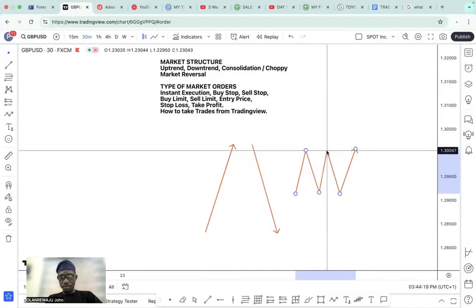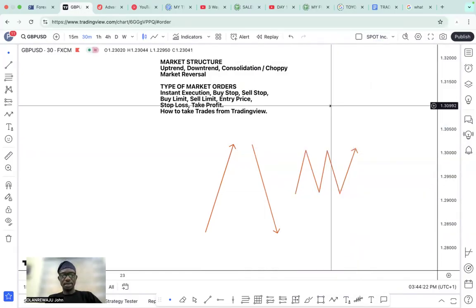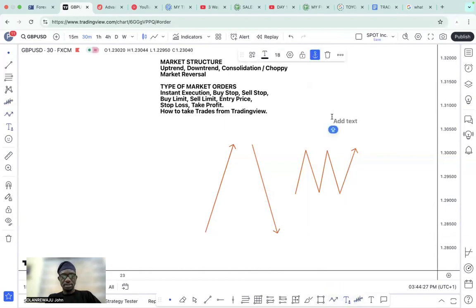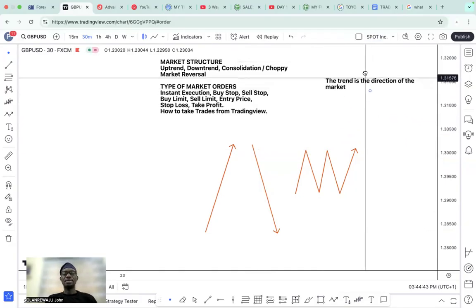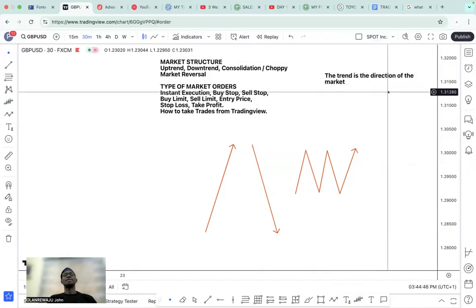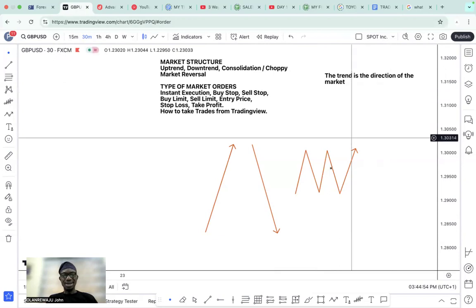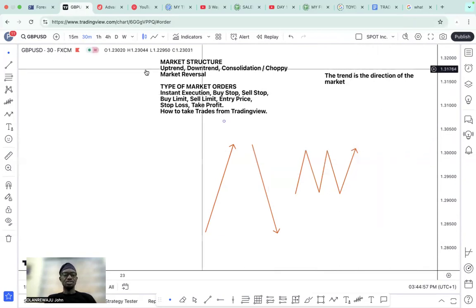So what is the trend? The trend, simply put, is the direction of the markets. That's the simplest definition of it. The trend in Forex markets is the direction of the markets. Remember when we were talking about candlesticks, I said there are higher time frames and lower time frames, and that the higher time frame is where you go when you want to know the overall direction of the markets, right? Good. So that direction is the structure.